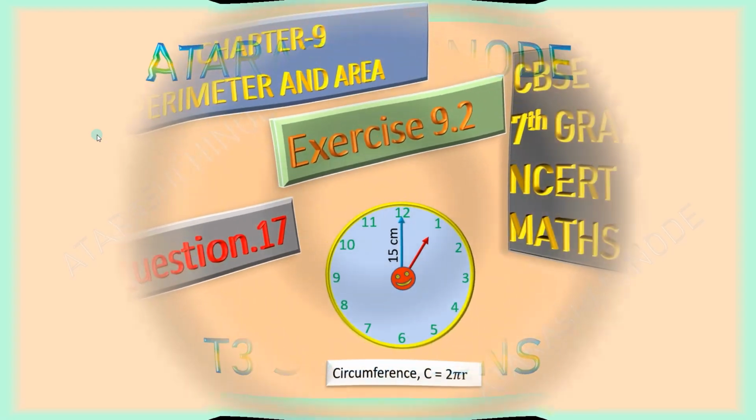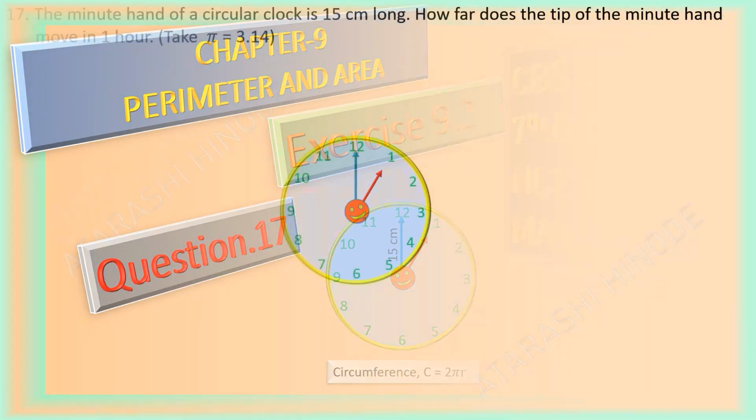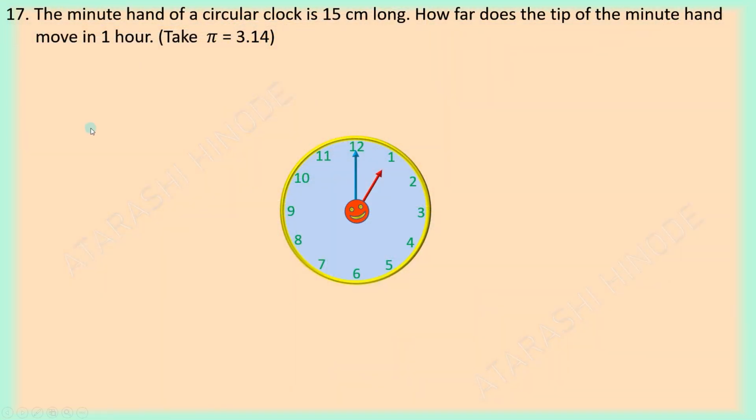Today we are going to do the 17th question of exercise 9.2, 7th grade CBSE NCERT Math. Let us read the question. The minute hand of a circular clock is 15 cm long. How far does the tip of the minute hand move in 1 hour?